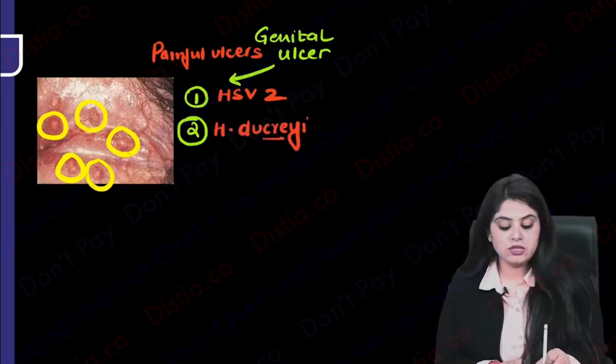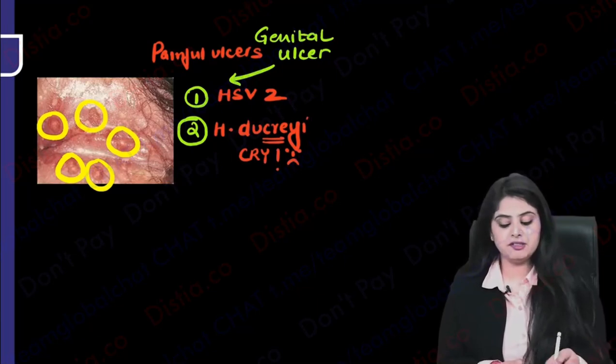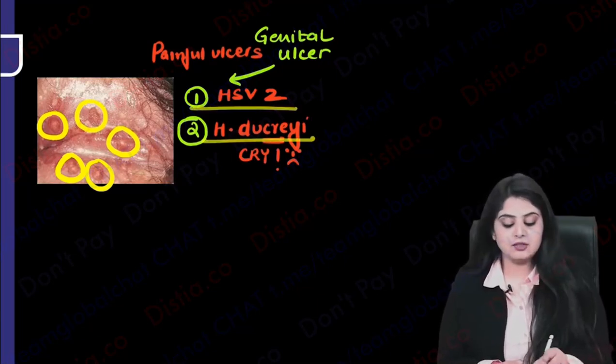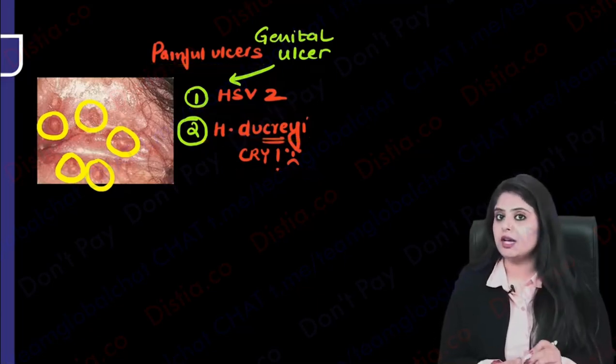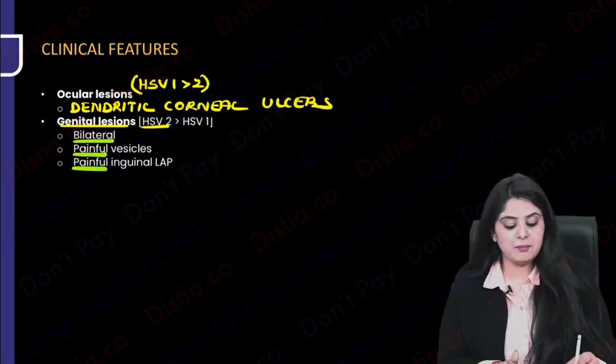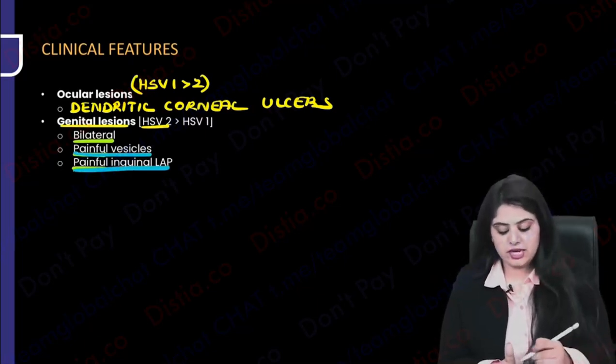Because I told you ducreyi, the patient is gonna cry with pain. There is going to be a lot of pain. So remember, herpes simplex virus 2 and there is going to be Haemophilus ducreyi. They are the ones which are going to come as painful ulcers. Okay? So coming back, they are painful, not only painful vesicles and ulcers, but also the lymph node that is formed is going to be painful. That is the genital ulcers.